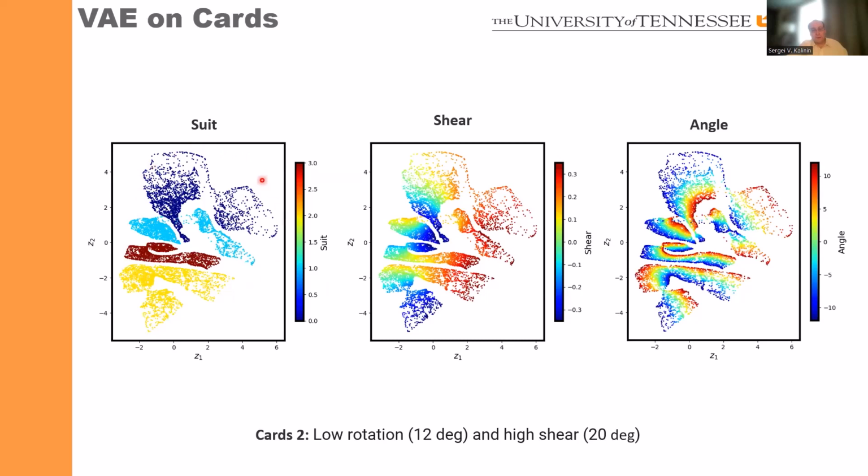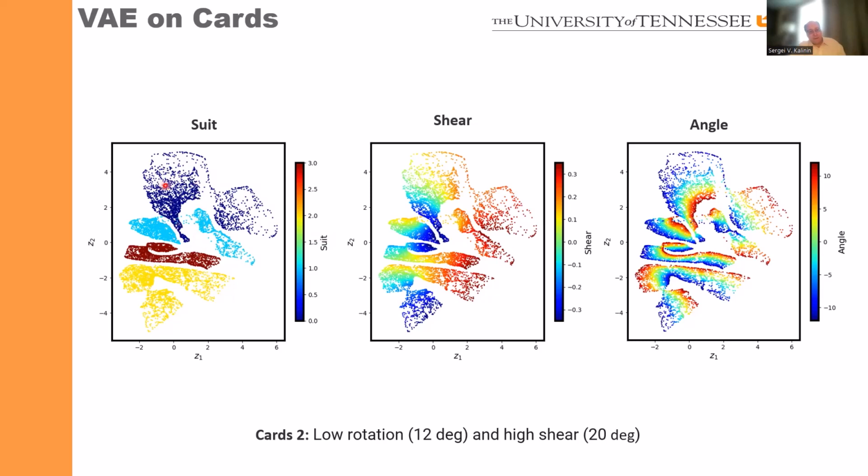So this is our latent distribution. We are again playing the same trick. We impose the label, which is the suit of card. We impose the label, which is shear. We impose the label, which is angle. See what happens. In this case, we no longer have a one-dimensional manifold. So our data set has significant variability, and now it kind of wants to occupy a two-dimensional part of our whole latent space.